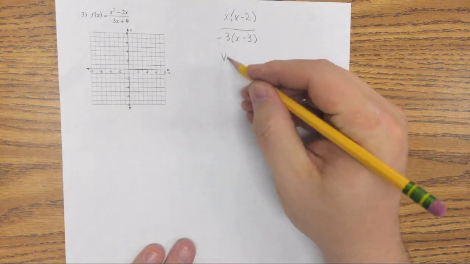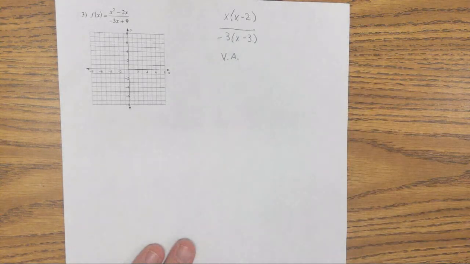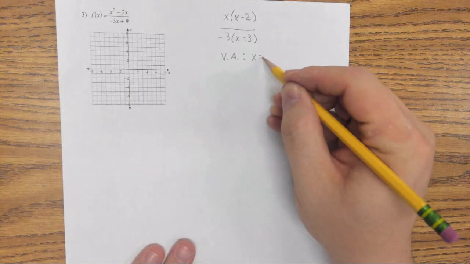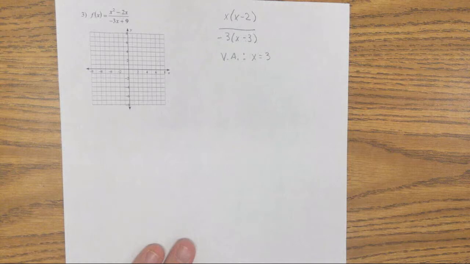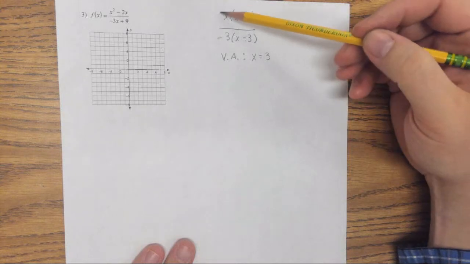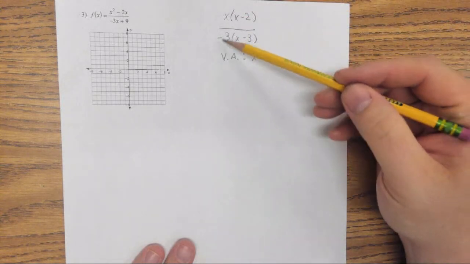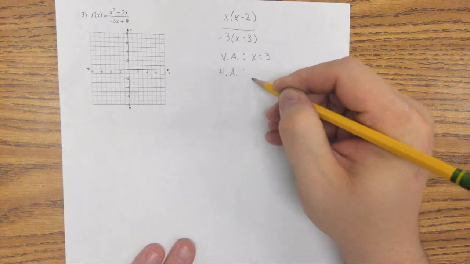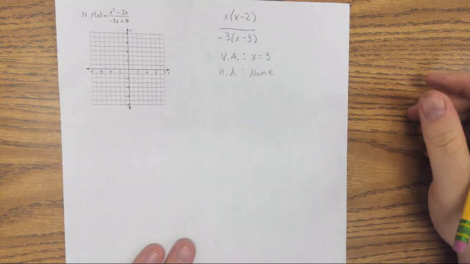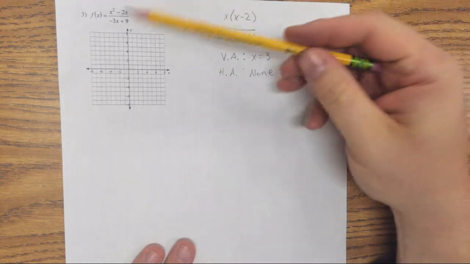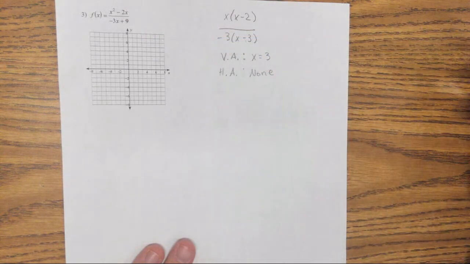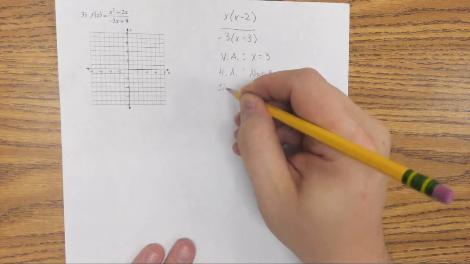So, find our vertical asymptote. Vertical asymptote happens right here. So that's x equals 3. What about a horizontal asymptote? Well, there's no horizontal asymptote because our numerator is greater in degree than our denominator. So no horizontal asymptote, none. But we can see that our numerator is exactly 1 degree higher than our denominator, which means that there is a slant asymptote.